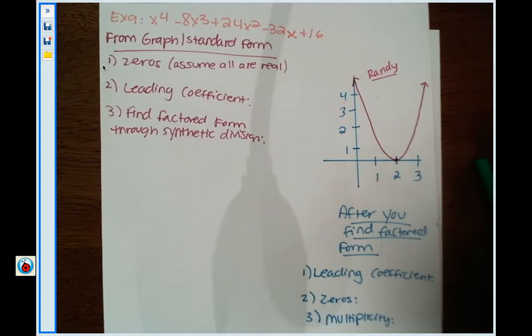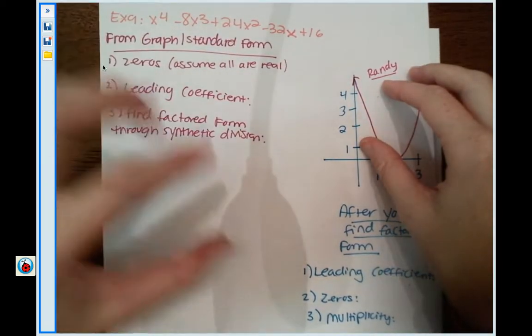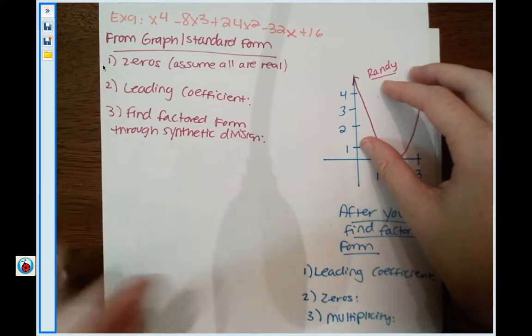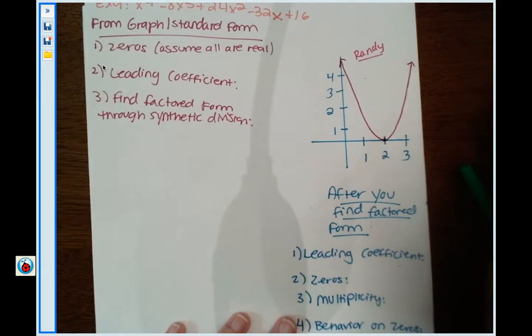So, we are going to be starting with standard form and using our graph. In our synthetic division, we're going to get this bad boy into factored form, and then we can answer some nifty questions about factored form. This graph I named Randy because it deserves a name, right?